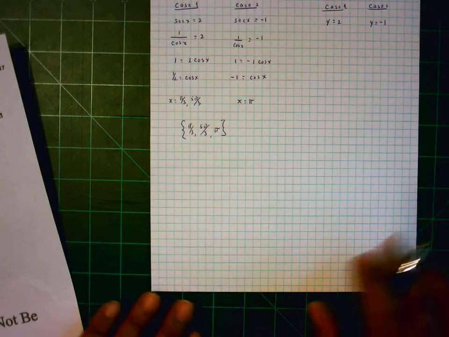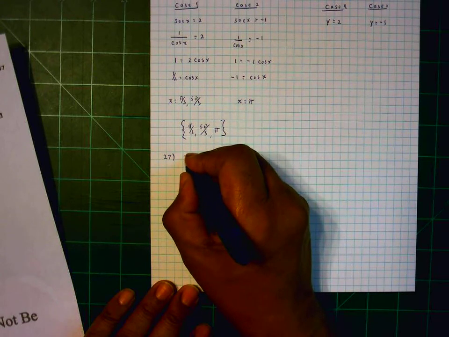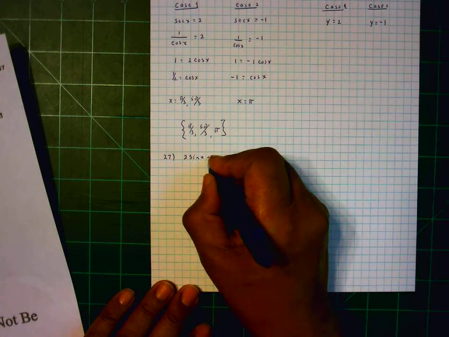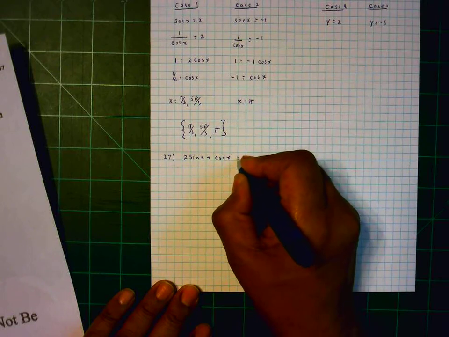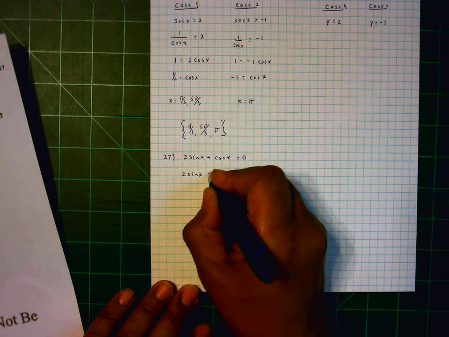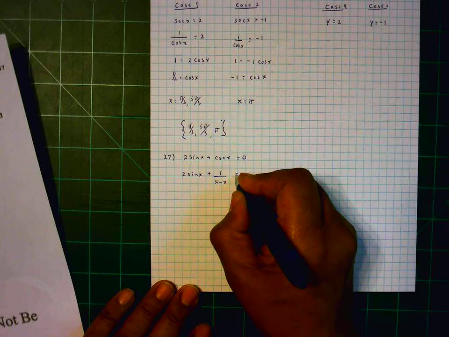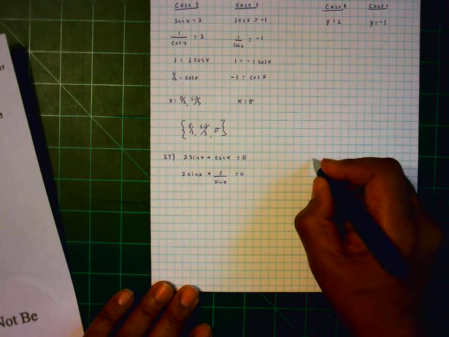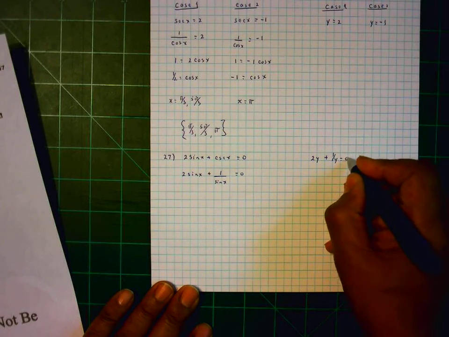Okay, let's look at problem number 27. Now 27 is 2 sine x plus cosecant x equals 0. Now this can be written this way: 2 sine x plus 1 over sine of x equals 0. Now reflecting back to algebra last year, this would have been written as 2y plus 1 over y equals 0.